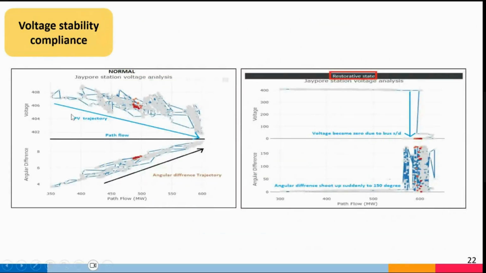So you can see that this is voltage, this is angular separation, and this is the active power flow. You can see the PV trajectory, you can see the P delta trajectory, and you can verify whether the voltage stability is intact in the system or not, whether I am moving towards an unstable operation or not. So this can be directly monitored through the synchrophasor. The voltage stability compliance can also be improved with the help of the synchrophasor.